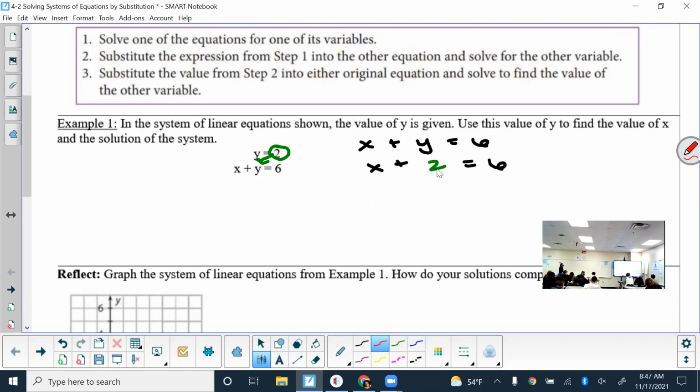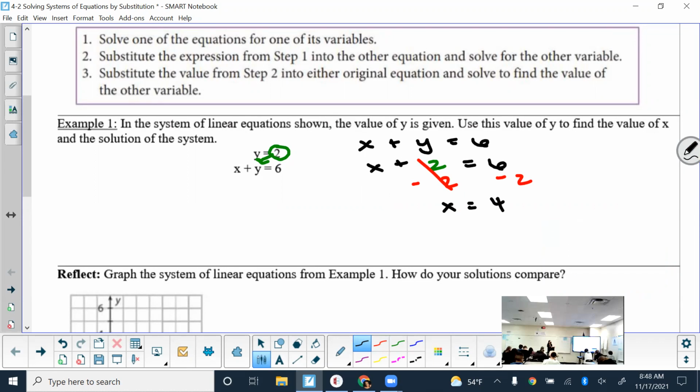So how can I get the x by itself? Good, we're going to subtract 2 on each side. So that cancels it out over here, and x equals what? 4. Right, so I know x equals 4. I can make a little note to the side, because remember your answer should be written as a coordinate. So my x value in that coordinate is 4.